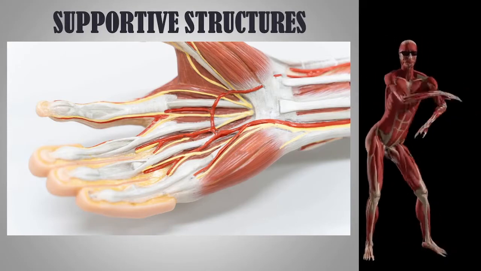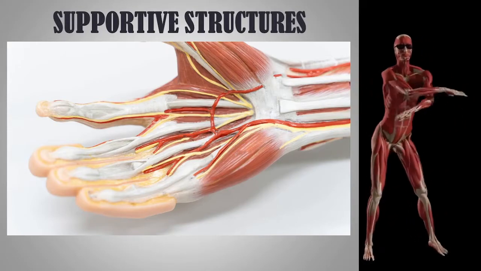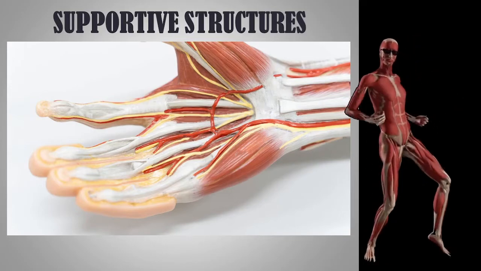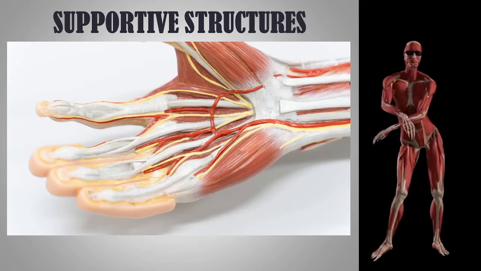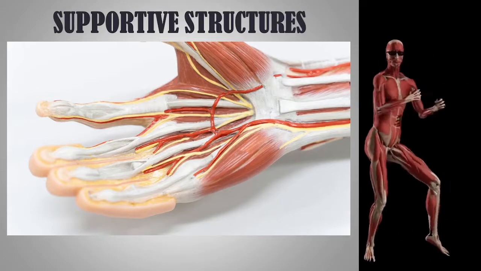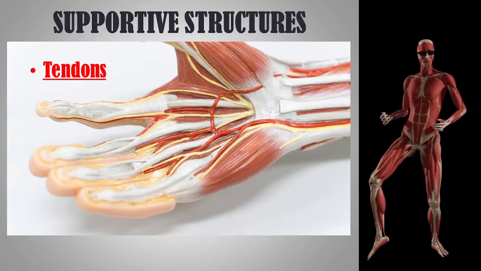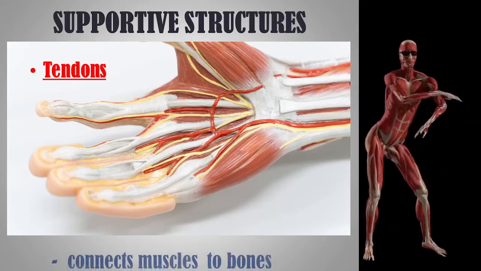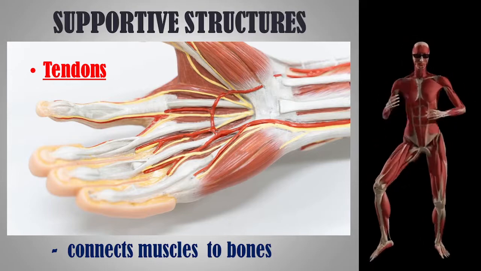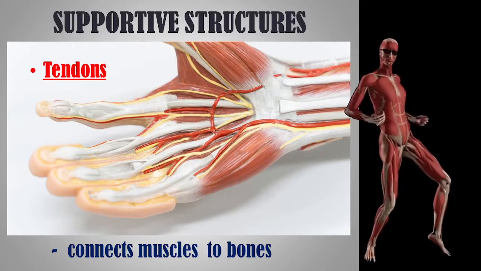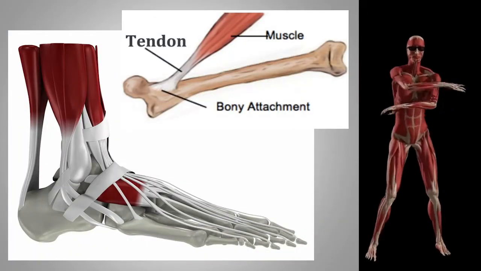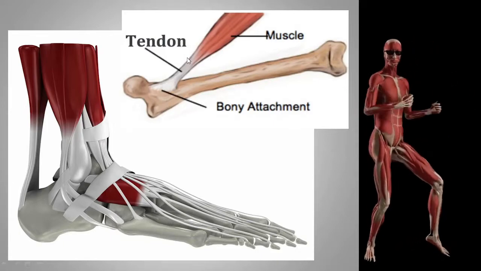So the muscular system is not only limited to the muscles, it also has other parts like the supportive structures. These are the parts attached to our muscles that connect them to other parts of the body, for example, the bones. So we have here the tendons. What are tendons? These are connective tissue attached to the muscle and the bone. So it attaches the muscles to the bones. So we call that a tendon. It attaches the bone and the muscles.